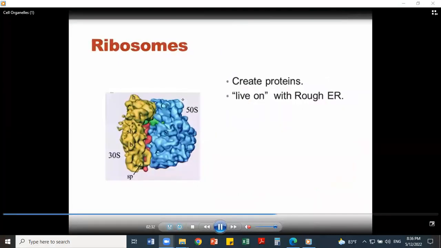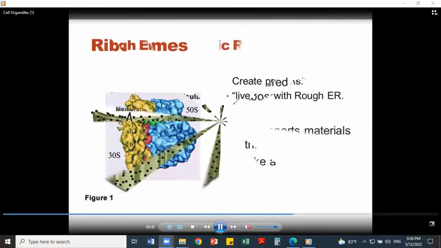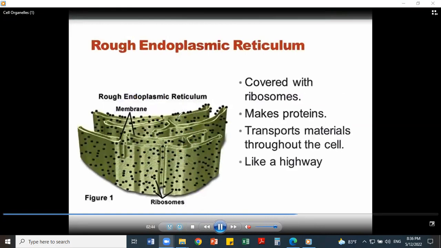So these are ribosomes. You can see here ribosomes. Ribosomes are actually membraneless. They live on or with rough ER. You can see here when ribosomes attach to ER, we call it rough endoplasmic reticulum. Because of ribosomes, the main function, production of protein.